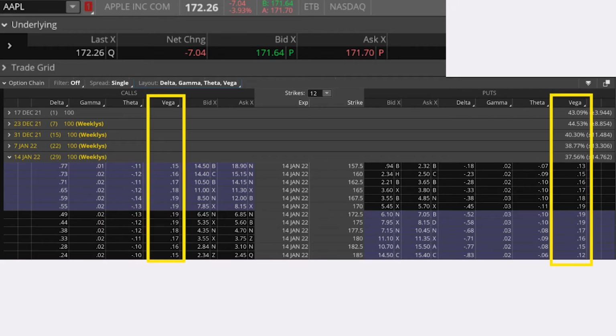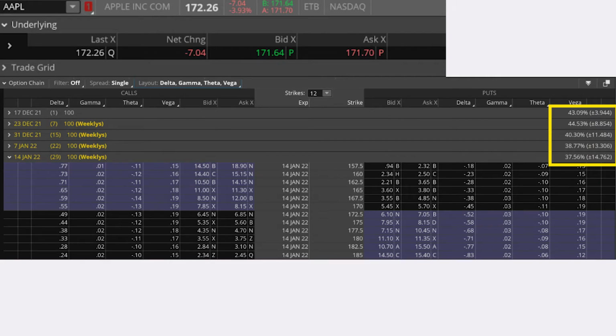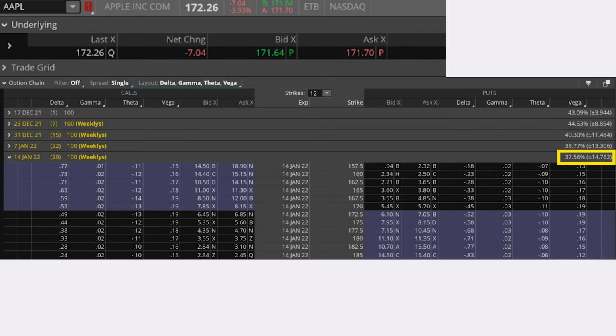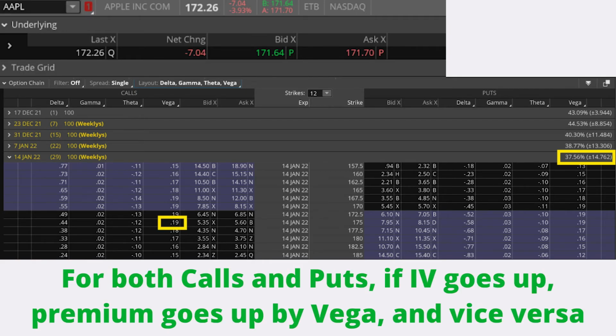The last Greek showing is vega. Now this is related to the percentages on the top right, which are the implied volatilities. If your IV goes up by 1%, you add vega to your premium. If IV goes down by 1%, you subtract vega from your premium. For your 175 call, if the IV goes up to 38.56%, your premium will be 19 cents more. For your 170 put, if the IV goes down to 37.56%, your premium will be 19 cents less.